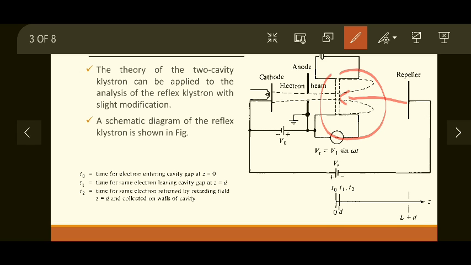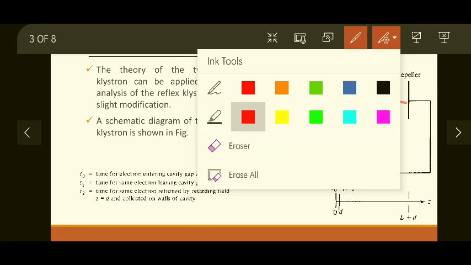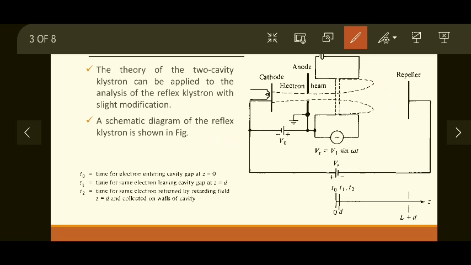Obviously it will take some time for electrons to come back from the repeller to the cavity itself, and that's what we are going to analyze: how much time it will take and what the considerations for that should be. At the bottom, the time span is shown to you.